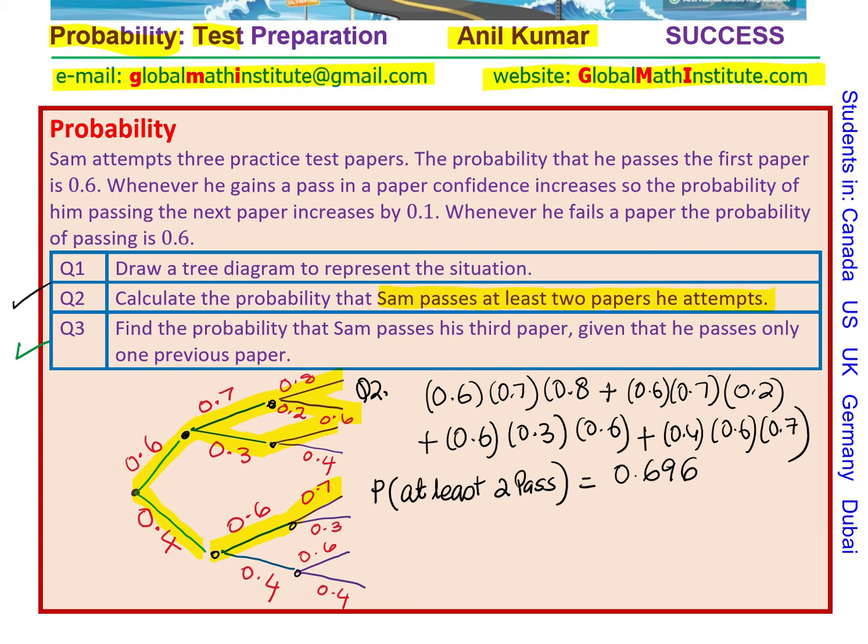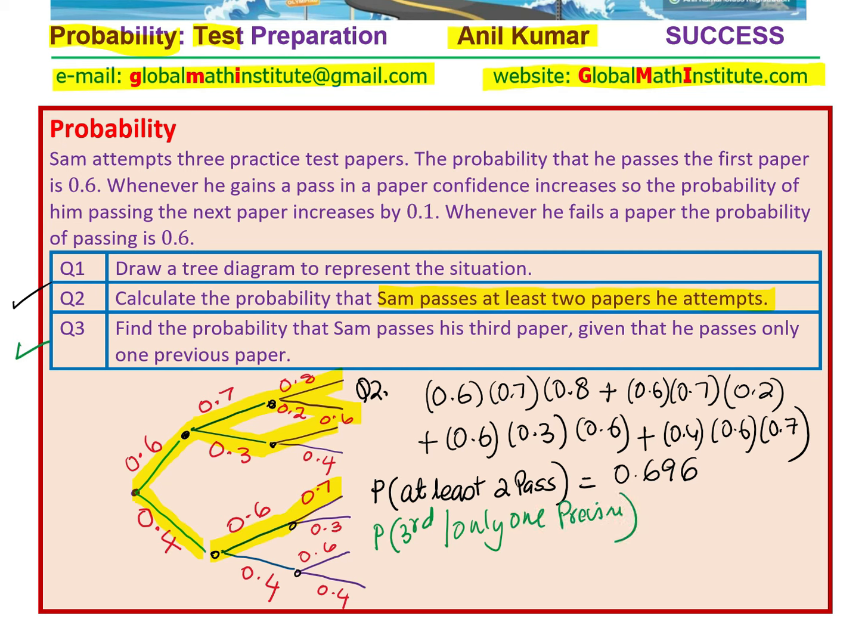Now, question number 3 is: find the probability that Sam passes his third paper given that he passes only one previous paper. So now, passes third paper, right? Given that he passes only one of the previous papers, right? So that is the case, only one of the previous. How are you going to do that?